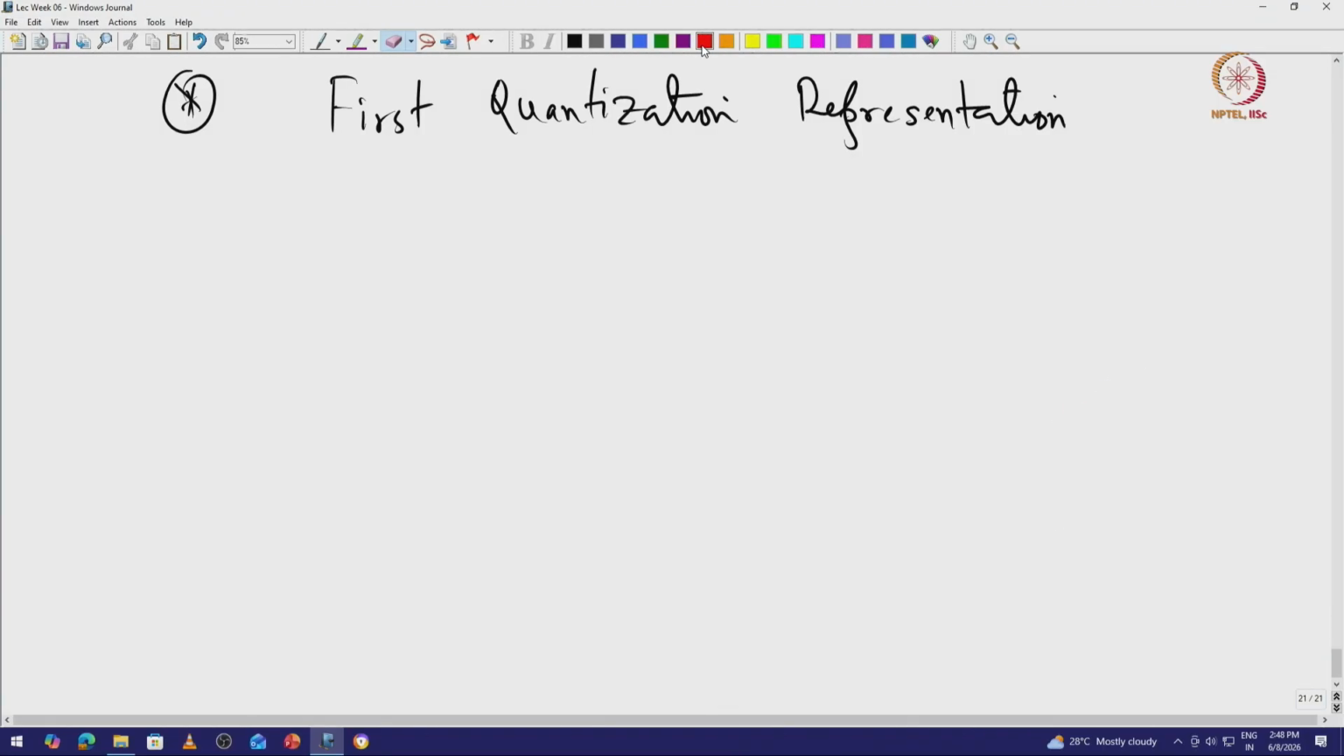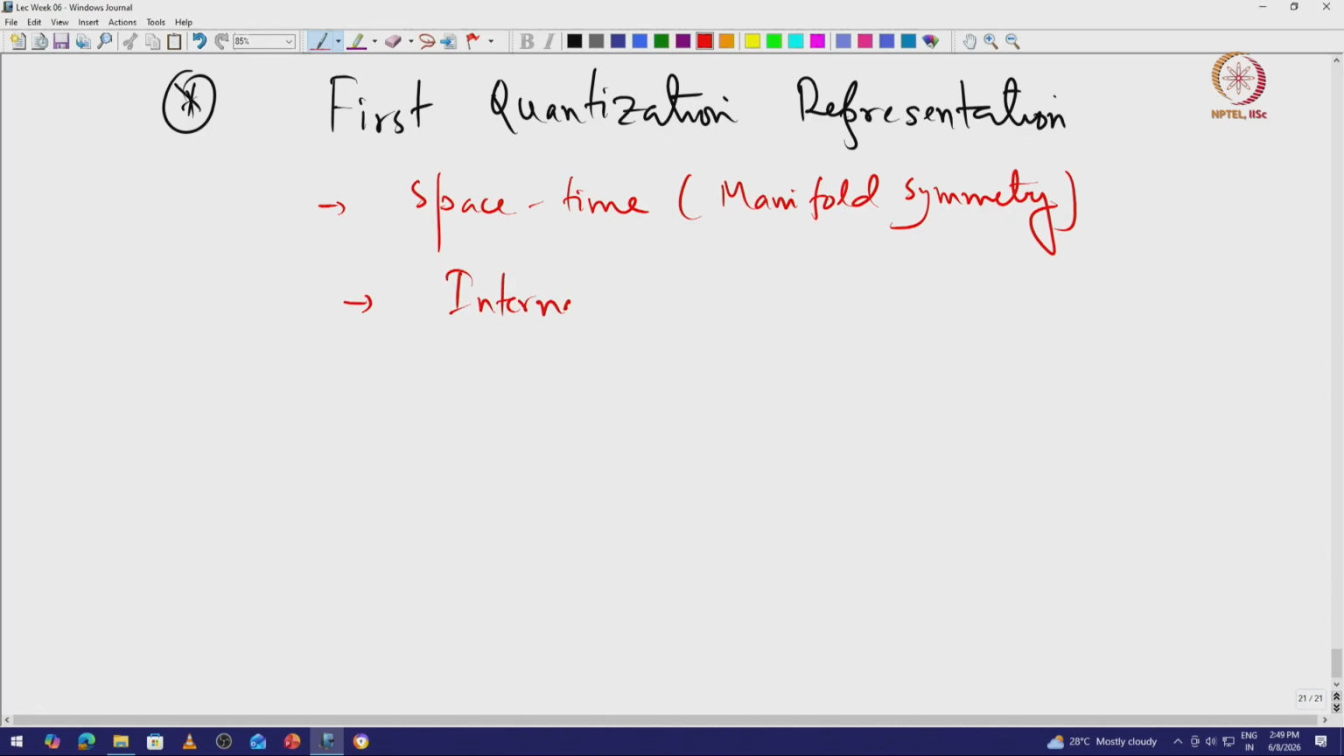So, there are two types of symmetry. One is space time, or the manifold symmetry, and the other one is internal symmetry. In a given space time, if you rotate the basis of a fiber, how things transform.